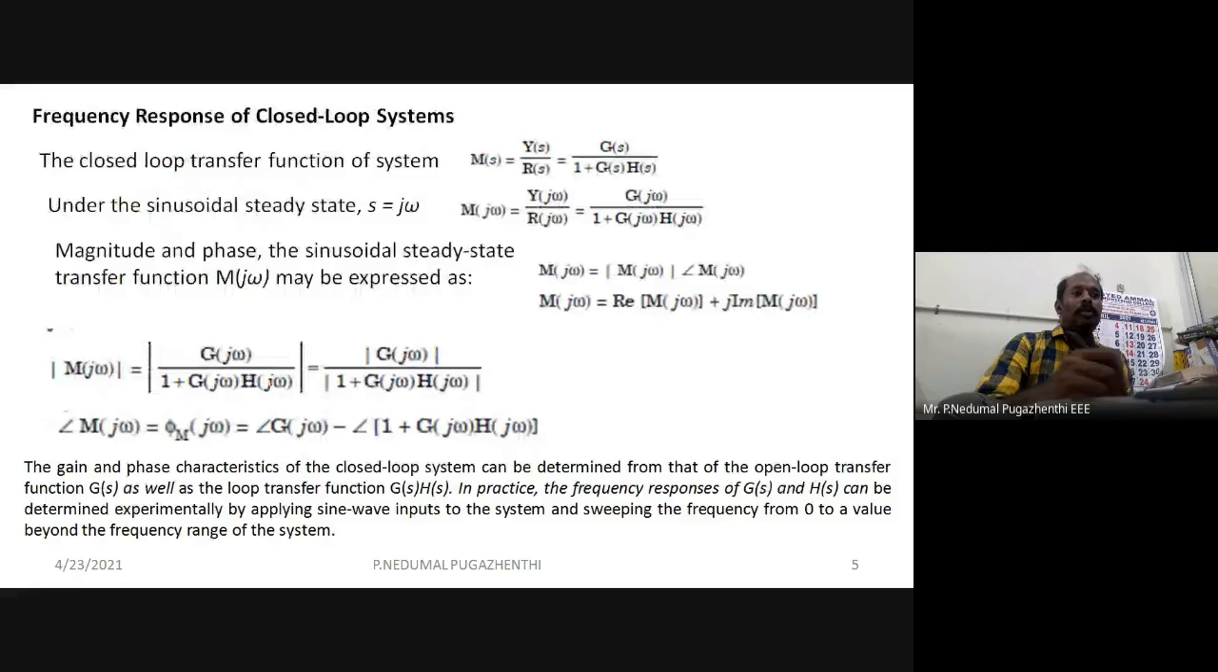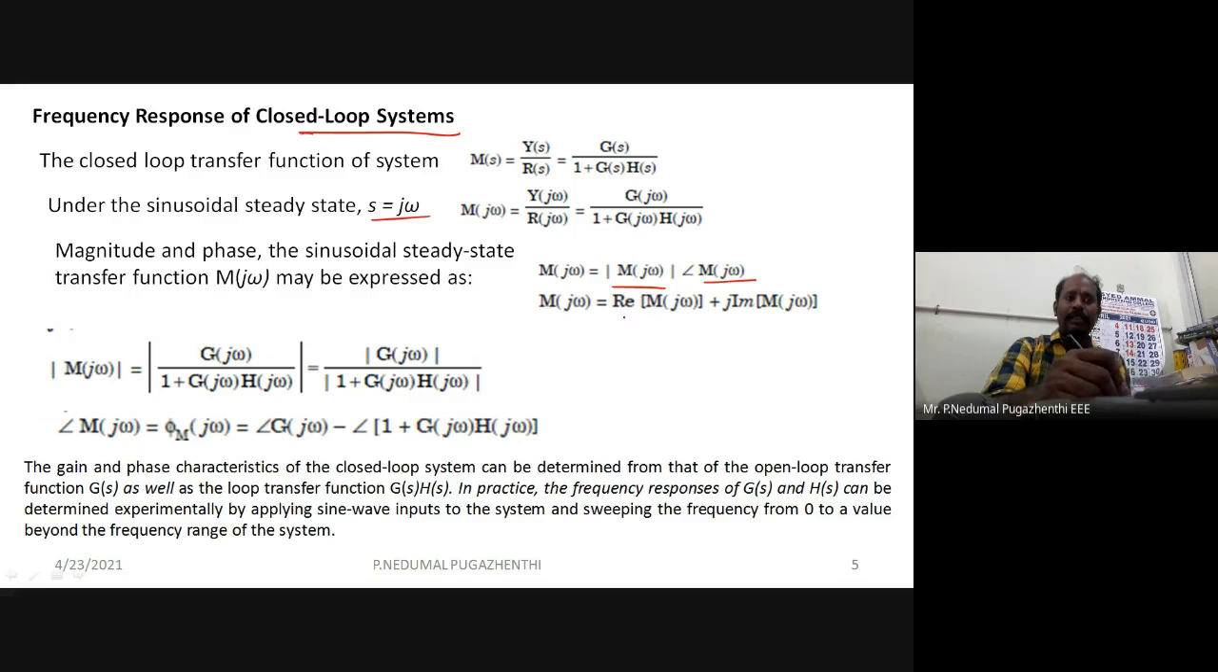Right. So if you have a closed loop system like this, let us take M of s as your closed loop system. Y of s by R of s is equal to G of s divided by 1 plus G of s H of s. This we already know. Since this is a negative feedback system, you have 1 plus G of s H of s. So what is the next step? You have to substitute s equal to j omega, then you will get G of j omega divided by 1 plus G of j omega H of j omega. The magnitude and phase of the sinusoidal is provided like this.